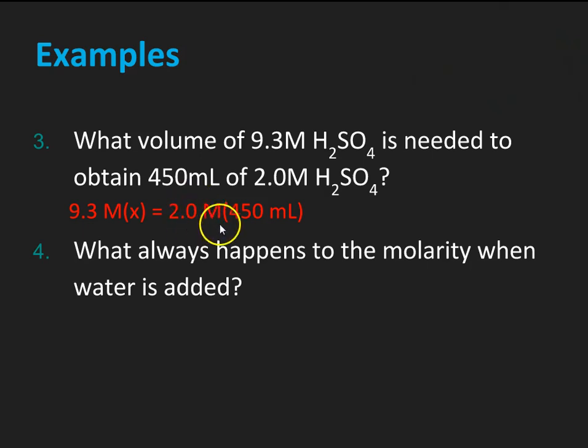We have our final molarity and our final volume, multiply those to figure out moles. And then we have our initial concentration, we don't have our initial volume. Solve for X, and you need 97 milliliters. So you would take 97 milliliters out of this, however much you have of this, and add water until you get to 450, and then you would know that your final concentration is 2 molar.